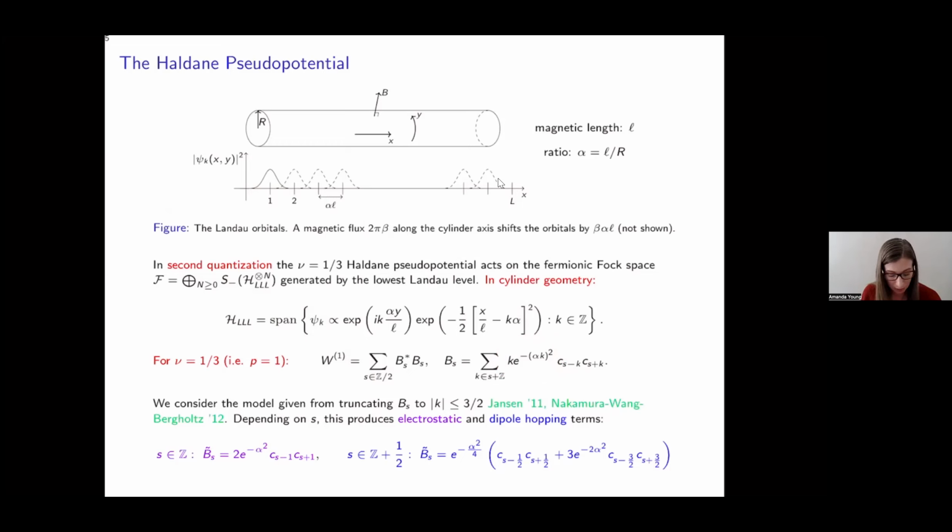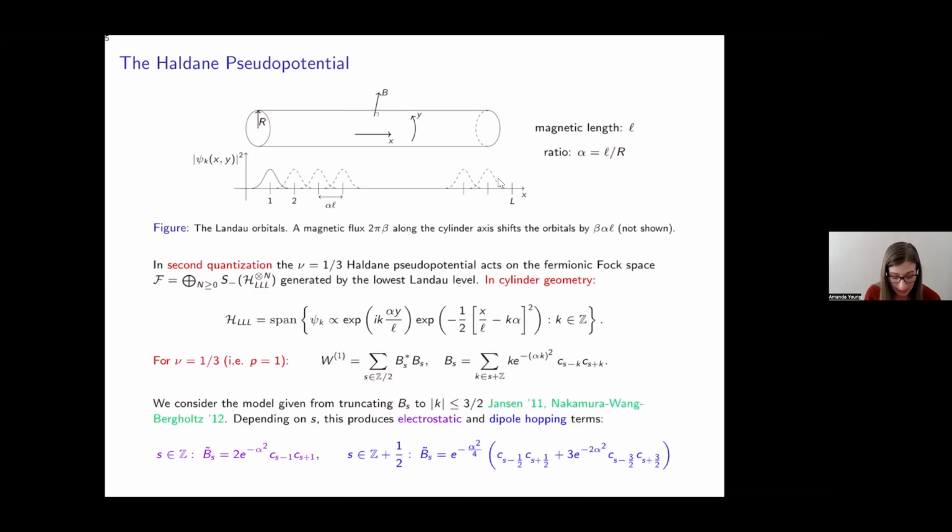And the particular truncated model that we considered was first introduced by Sabine Janssen in a work from 2011. And also shortly thereafter, these two works actually appeared only 2 months apart on the archive by Nakamura, Wang, and Bergholtz in 2012. And it corresponds to truncating this term b of s to the values of k that are at most 3/2. And depending on if the value s is integer or half integer, this produces two types of interaction terms. So for centers of mass s that are integer, it produces a truncated term that will give you an electrostatic term. And for half integer terms, it'll produce an interaction term that'll correspond to a dipole hopping term.